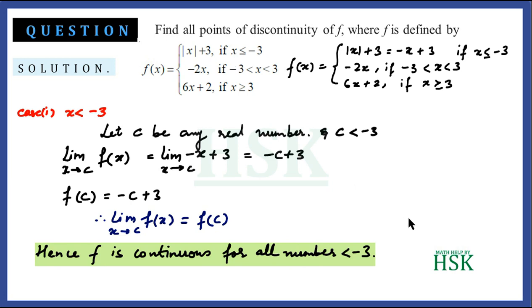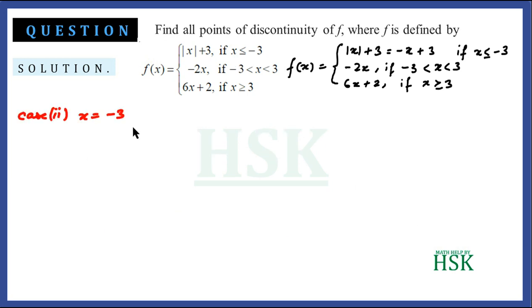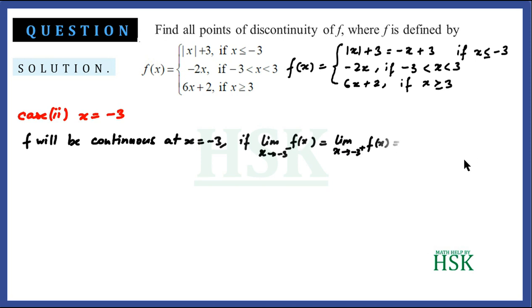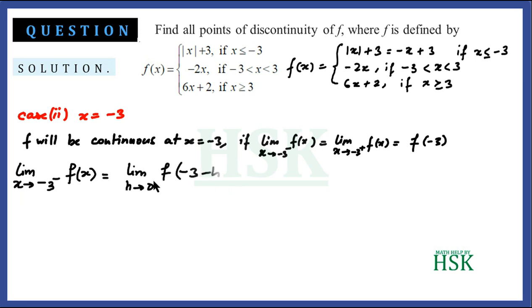Okay, now we are going to consider the second case when x is equal to minus 3. Because we have to check the continuity of this function at this point, we are going to take the left hand limit and the right hand limit of the function at this point. So f will be continuous at x is equal to minus 3 if the left hand limit is equal to the right hand limit is equal to the value of the function at minus 3. Limit of x tends to minus 3 negative of f(x), that is the left hand limit, would be equal to limit of h tends to 0 of f(minus 3 minus h).